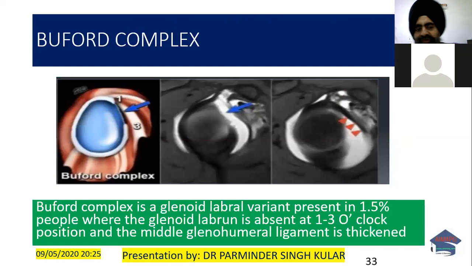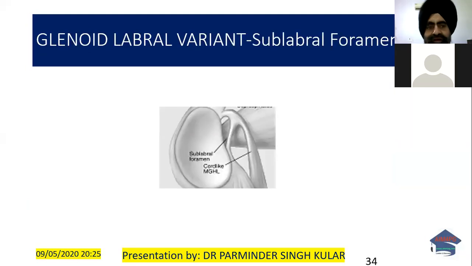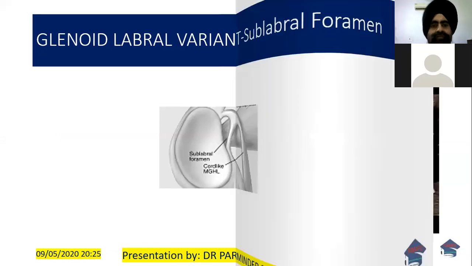Then there is the Buford complex. Sometimes the glenoid labrum is deficient between 1 and 3 o'clock position. It is a Buford complex. It is a glenoid labral variant present in 1.5% of the population. So we should be careful of these from the MCQ point of view, and for our orthopedicians from the treatment point of view, and for the radiologists. They should not be wrongly labeled as pathologies. Another is a sublabral foramen. It's again an anatomical variation.